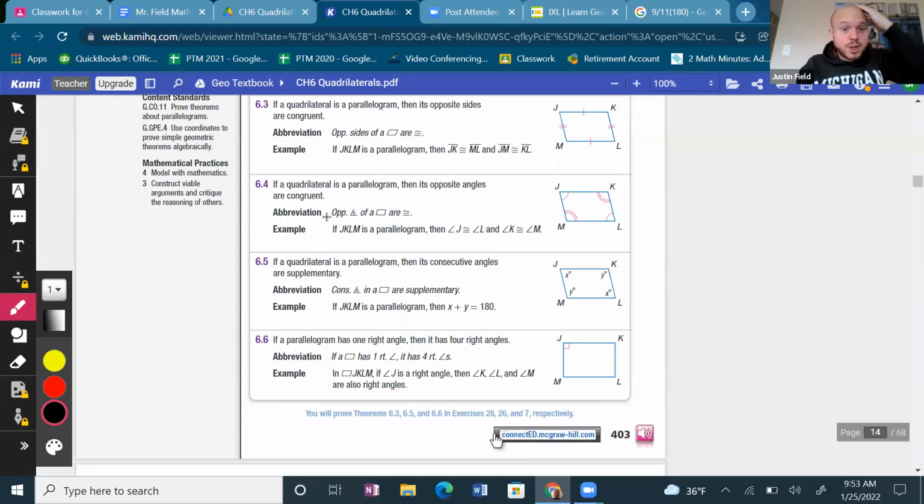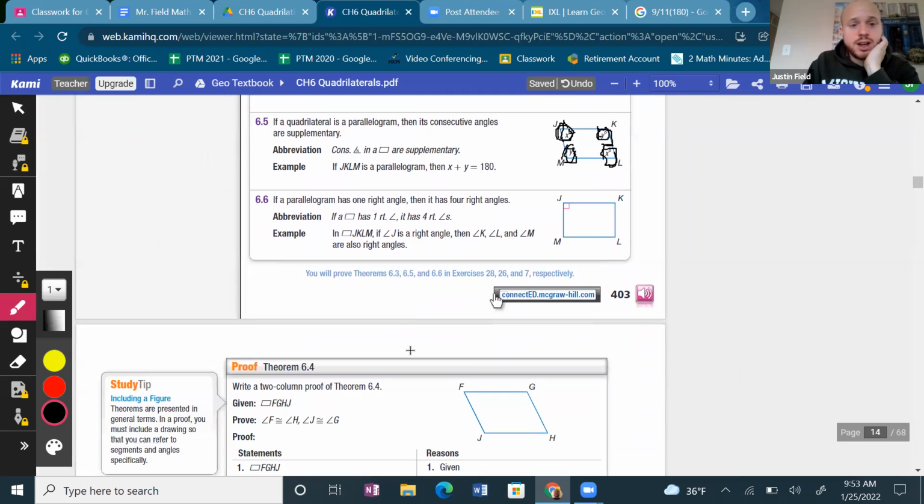So we have our opposite sides are congruent, opposite angles are congruent, consecutive angles, and consecutive means like in a row, like these are consecutive, these are consecutive, and these are consecutive. All right, so they are supplementary, and if a parallelogram has one right angle, then it has 4.